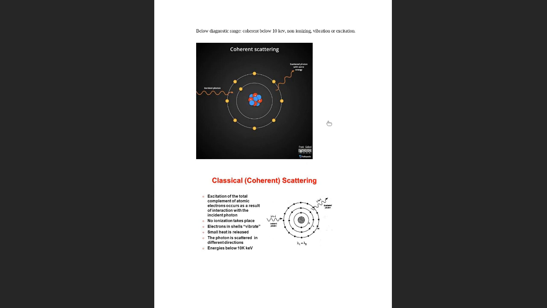You have multiple names that are given to coherent scattering. It can be referred to as classical scattering, coherent scattering, unmodified. Think it doesn't get changed, so unmodified. Thomson, Rayleigh, these are two different people who discovered the coherent scattering. And again, all it results in is a change in direction without any change in energy. So no energy is given off to the atom that it's interacting with.